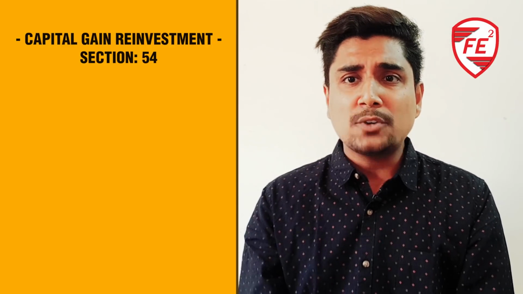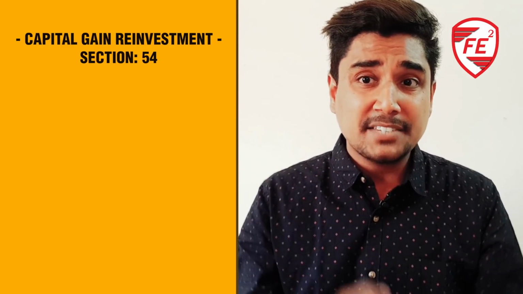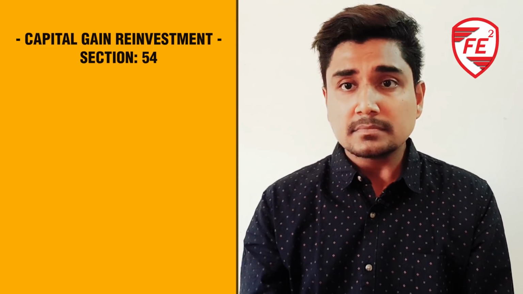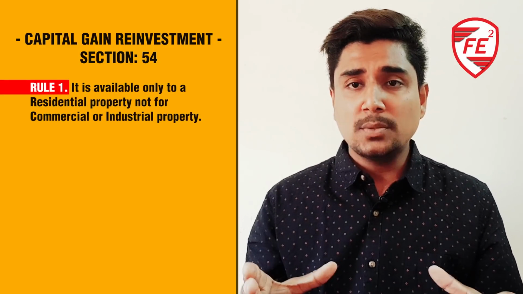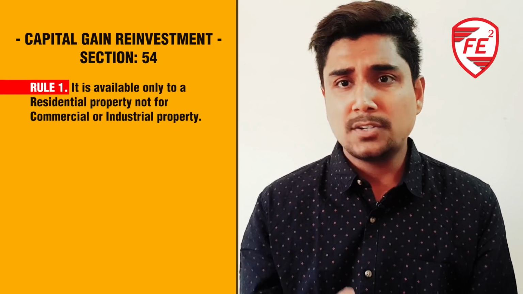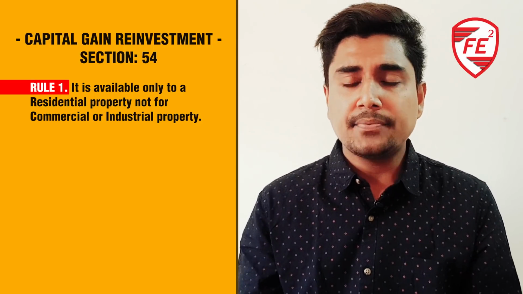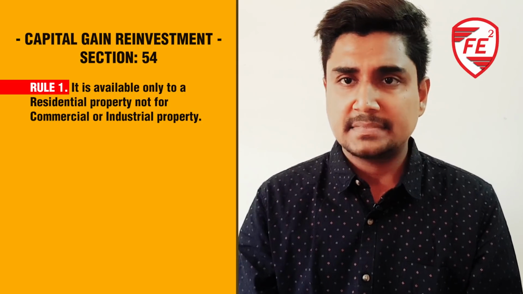If you want to make use of Section 54, you have to satisfy 3 rules before making use of Section 54. Let me go one by one. At first, rule number 1: it has to be a residential property, not a commercial property or a land. Section 54 is only available for residential property. It can be a flat or villa. That's rule number 1.